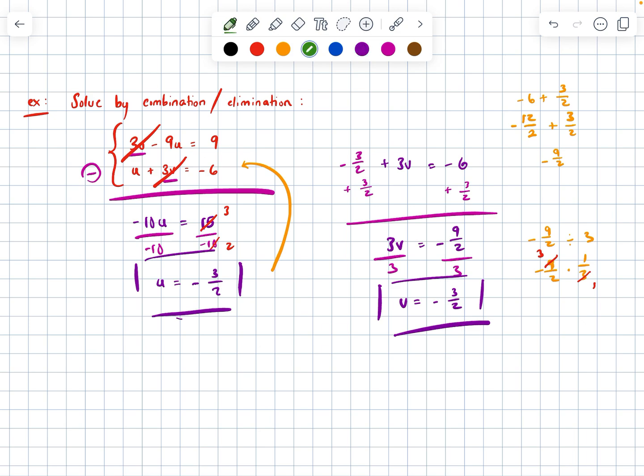Kind of trivial here, but how would I write this as an ordered pair? In this case, the order doesn't matter because we have the same number either way. But technically, u comes before v in the alphabet, so u equals negative 3 halves would come first, followed by v equals negative 3 halves in the second slot.